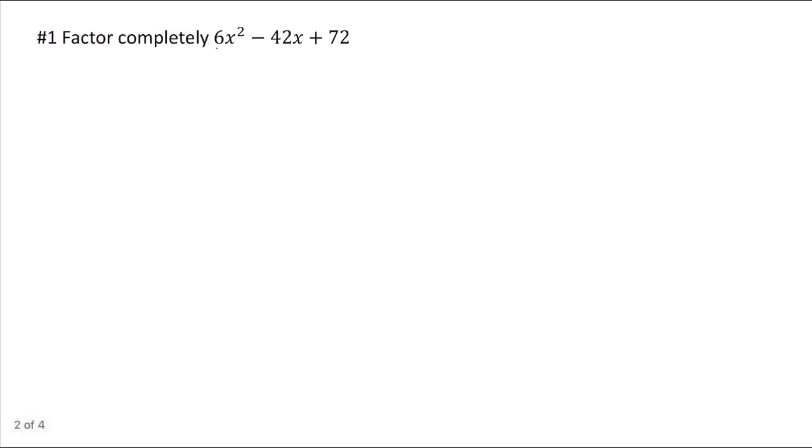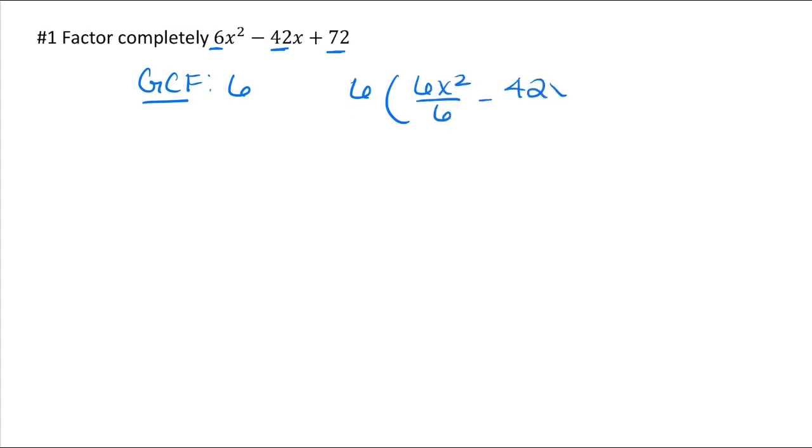So if we look at these three values, 6, 42, and 72, notice that they can all be divided by 6, right? So we would say that this has a GCF of 6. So what I'm going to do is factor out the 6, and then I'm going to go through this trinomial and divide every single term by 6. So I divide every term by 6, and then I'm going to go ahead and simplify.